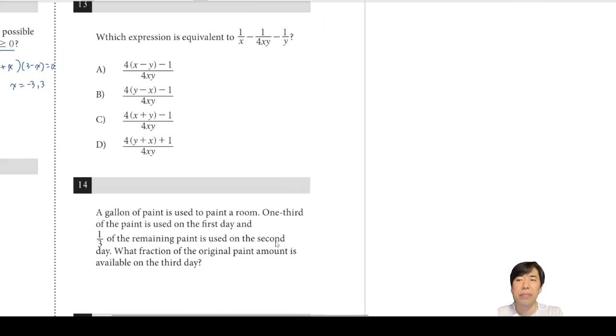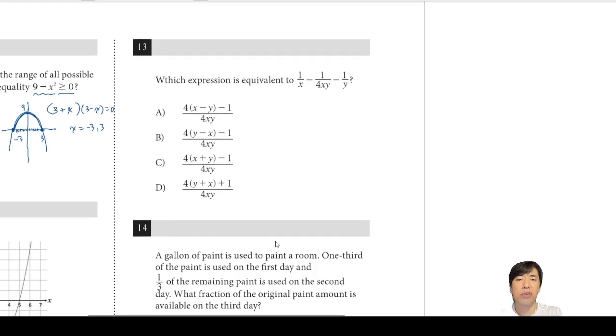13. Which expression is equivalent to this one? Looks like we have to combine everything. So common denominator would be 4xy. So for the first fraction, we need to multiply by 4y. For the second one, nothing, so minus 1. The third one, minus 4x. All right, so let's factor out 4. Then that becomes 4(y minus x) minus 1 over 4xy. That's pretty simple. So the answer would be, is it B? Yes, B.